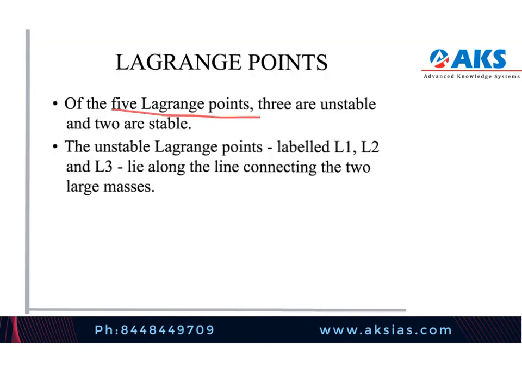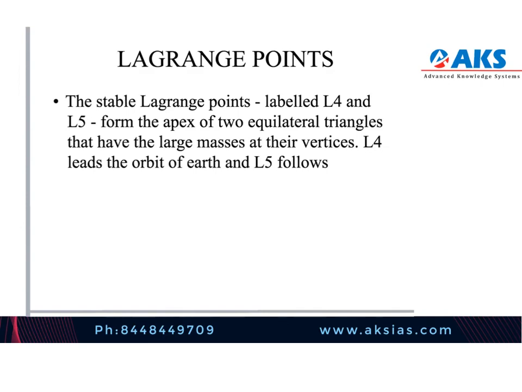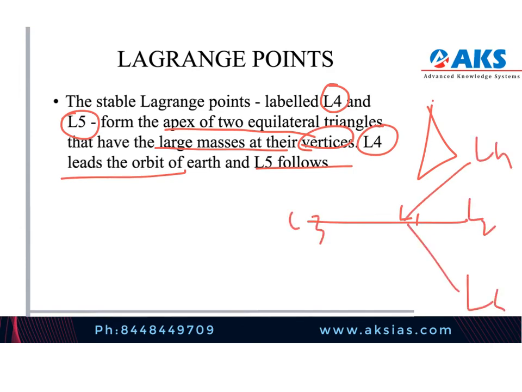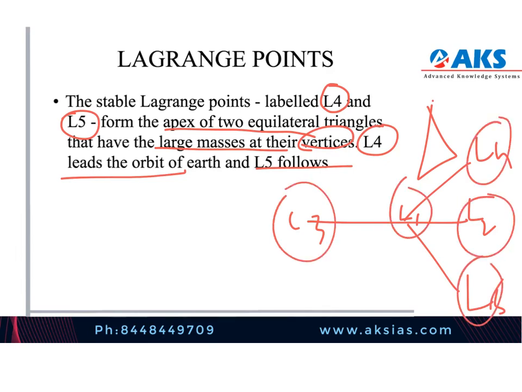Of the 5 Lagrange points, 3 are unstable and 2 are stable. The unstable Lagrange points are labeled as L1, L2 and L3, which lie along the line connecting the two large masses. The stable Lagrange points labeled as L4 and L5 form the apex of two equilateral triangles that have the larger masses at their vertices. L4 leads the orbit of the earth and L5 follows. We have seen this is the straight line L1, L2 and L3. Here you have L4 and this is L5. So the points are clear. That is, L4 and L5 form the apex of equilateral triangles that have the larger masses at the vertices. L4 leads the orbit of the earth and L5 will follow.